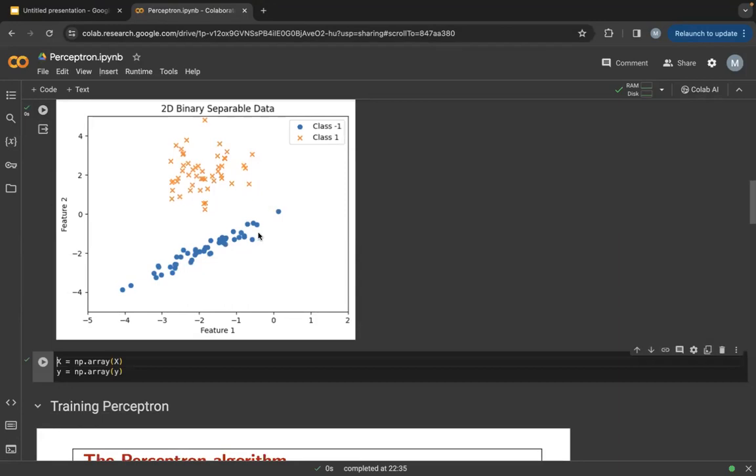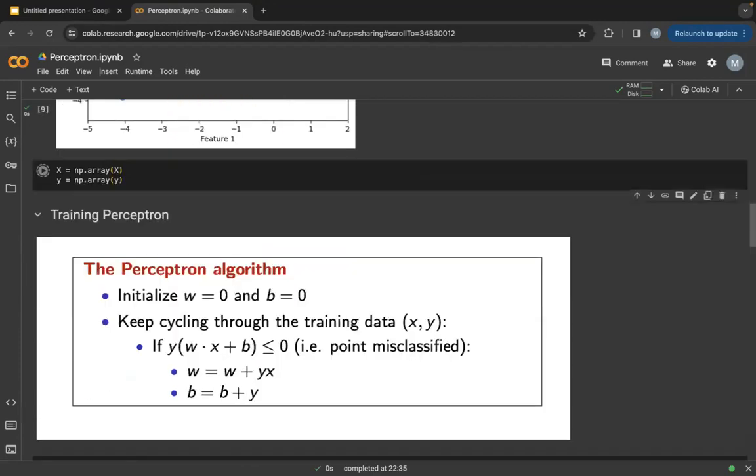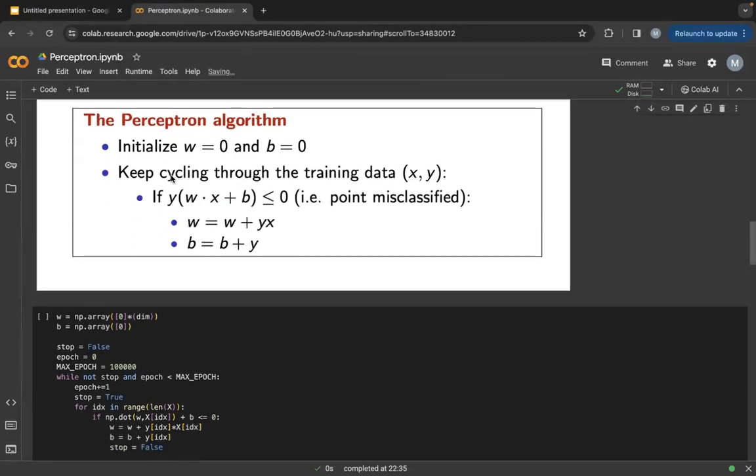So this is our data, one in blue, one in orange. As we can easily see, there are a lot of decision boundaries that we can learn which will separate this data easily. So let's train a perceptron to do it. This is our perceptron algorithm. What is it? We initialize our weight vector and bias to 0. We cycle through our training set, and whenever we misclassify training data x, y, we update the weights and bias corresponding to that data.